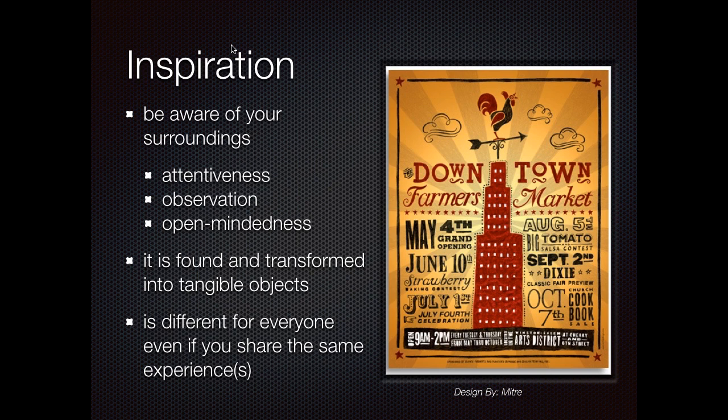So how do you go about doing that? The first thing that I think is absolutely critical is to be hyper aware of your surroundings and what's going on, what's around you, what is interesting to you as you're walking around. And that's attentive. It means being awake and alert to what's going on. It means that you're observing things and being aware of what's happening, and you're very open-minded to new ideas.